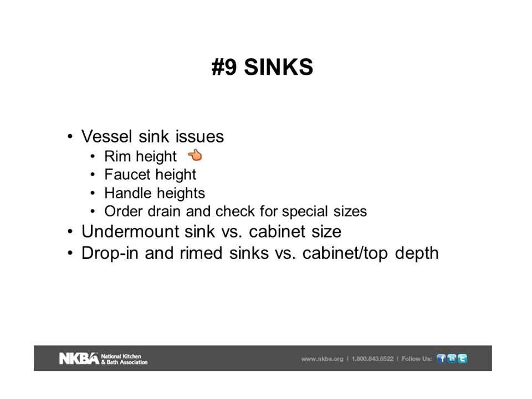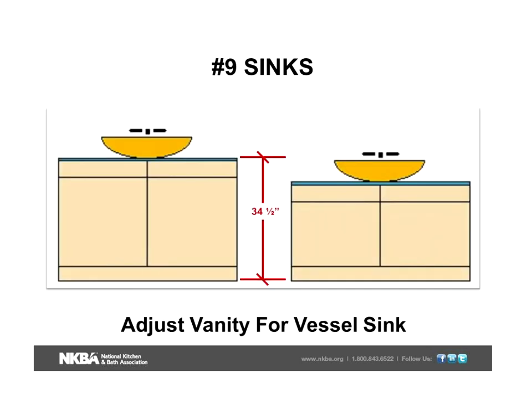Sinks. Well, we have rim issues with vessels, faucet height issues, handle heights also. And then, of course, ordering the drain and checking for special sizes. Undermount sinks can create a problem in the wrong cabinet size, and in drop-in and rim sinks versus cabinet top depth. Let's take a look at these individually. If we use an existing vanity that gives us a finished counter height of about 34.5 inches, the bowl is way too high. Most people would not be able to use it comfortably.